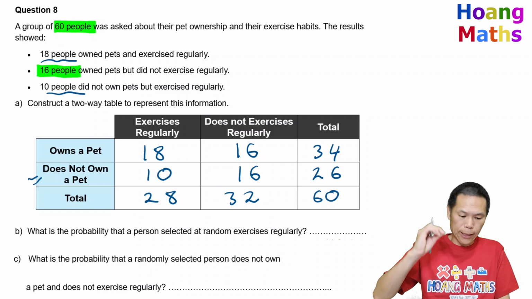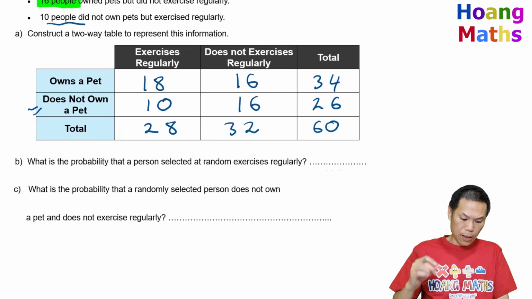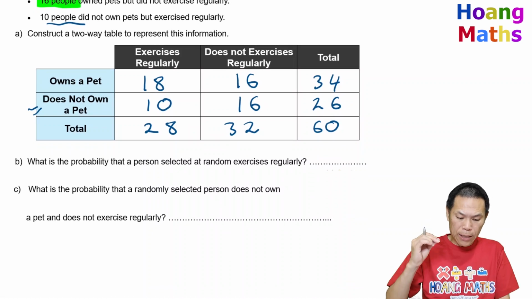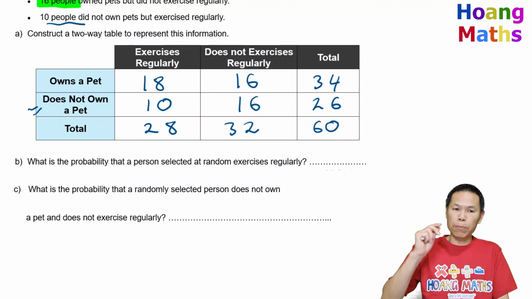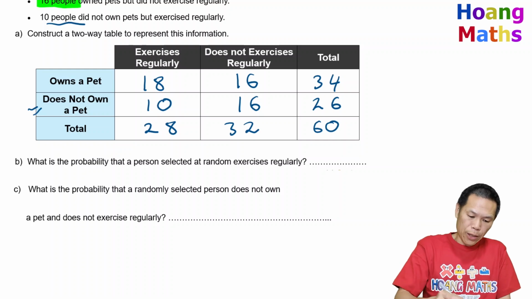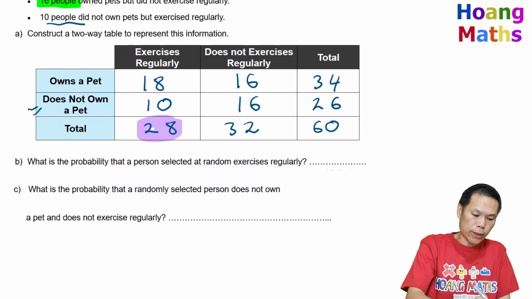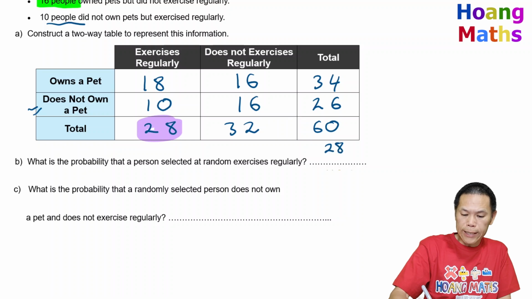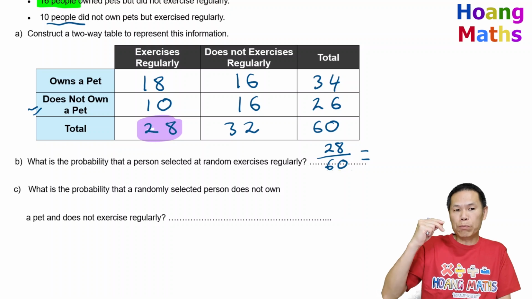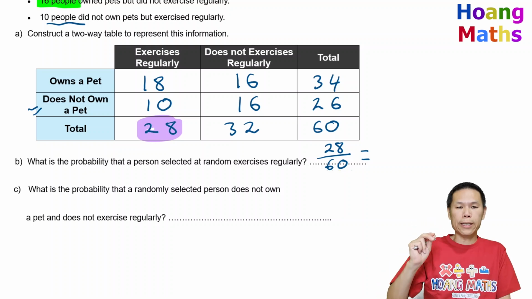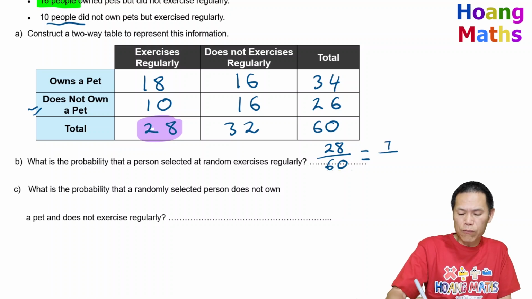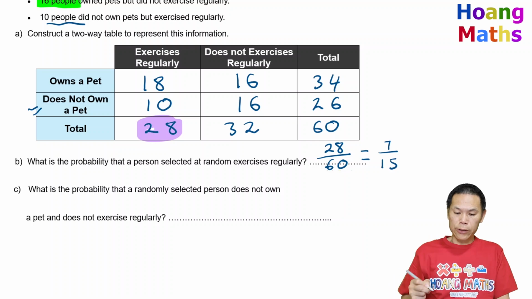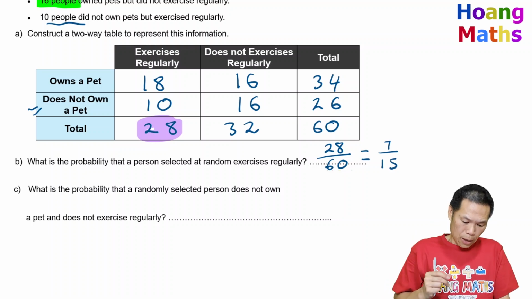Now we can answer the questions. Part B. What is the probability that a person selected at random exercises regularly? We just need to focus on the people who exercise regularly, which altogether is 28. So 28 over 60. Of course, we can simplify this with a calculator. Otherwise, 28 divided by 4 gives me 7, and 60 divided by 4 is 15. So 7 over 15.